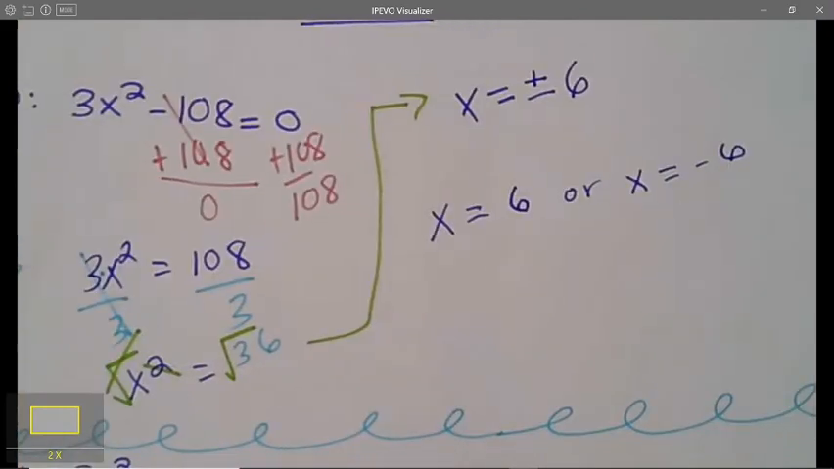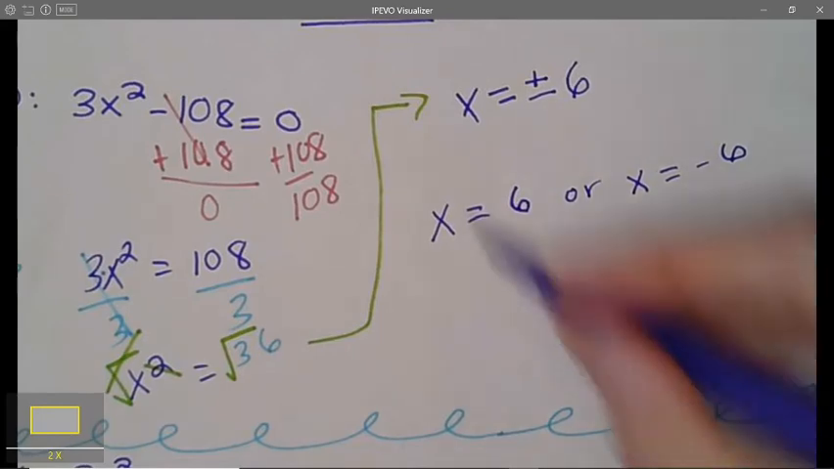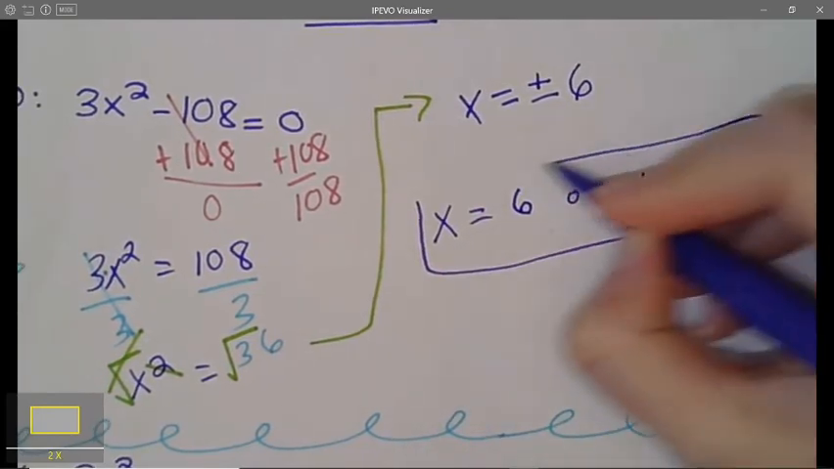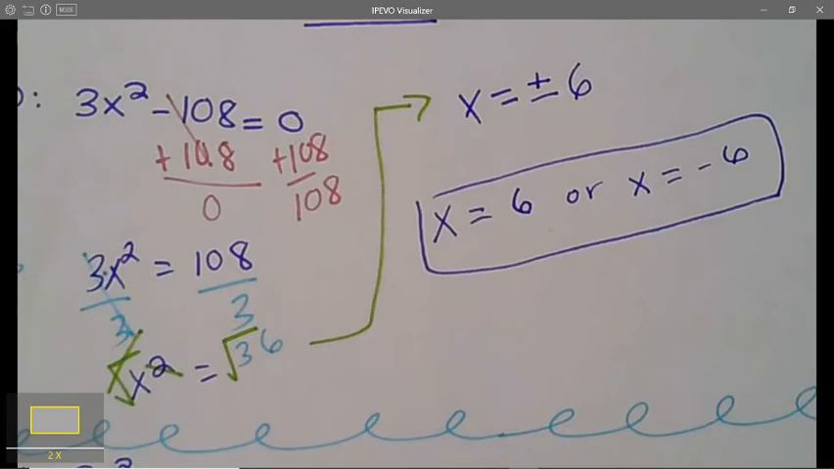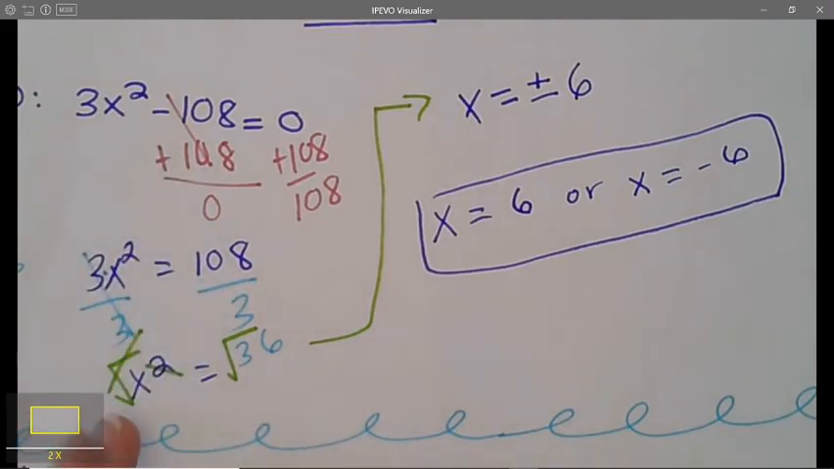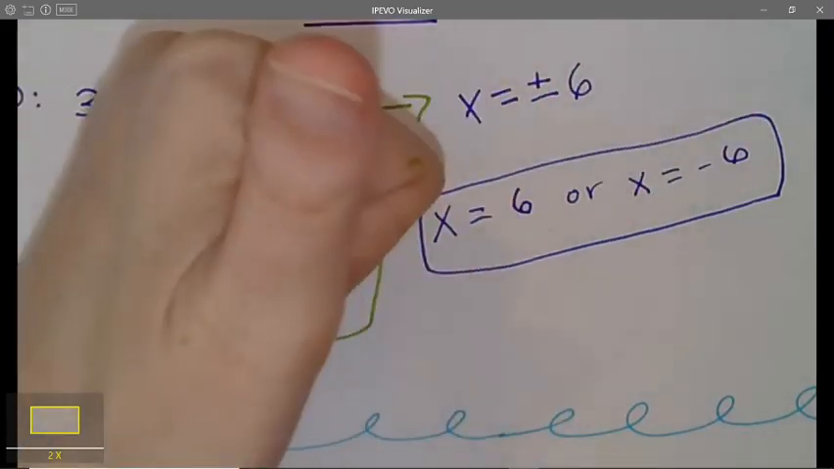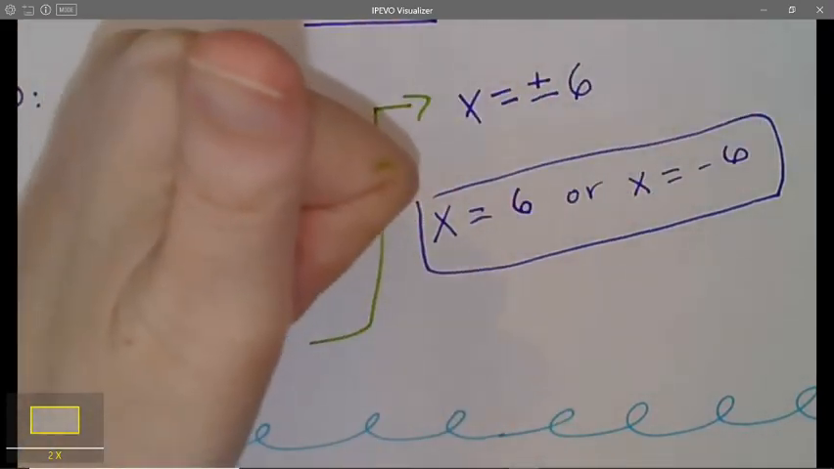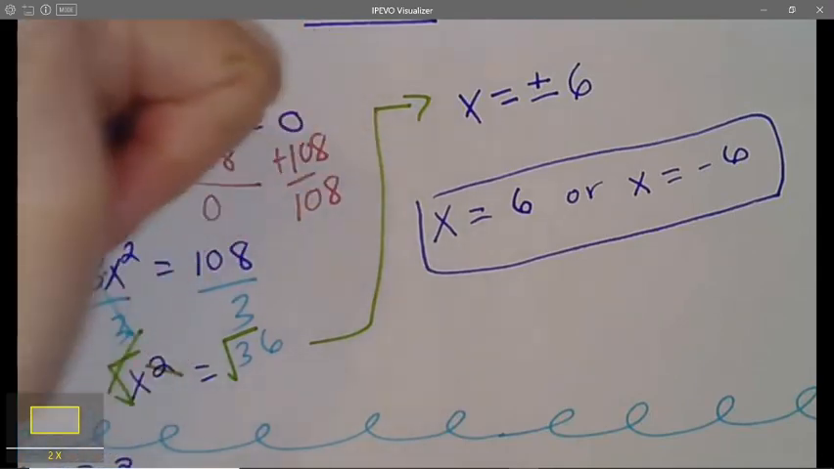So my two solutions, roots, zeros, x-intercepts, or basically if you're solving for x, your x's could be 6 or they could be negative 6. This is how you solve an equation when you're missing that linear term, or x to the first, and it's basically going to involve you taking a square root, hence the name square root property. Let's get going on our next problem. I'm already super excited, which I can see you guys are too, so let's get going.